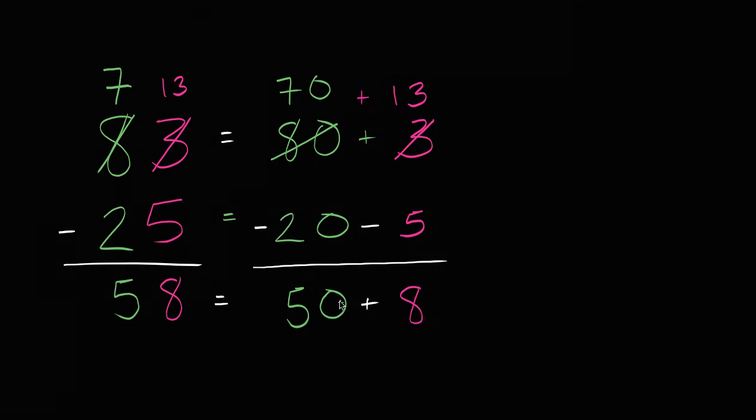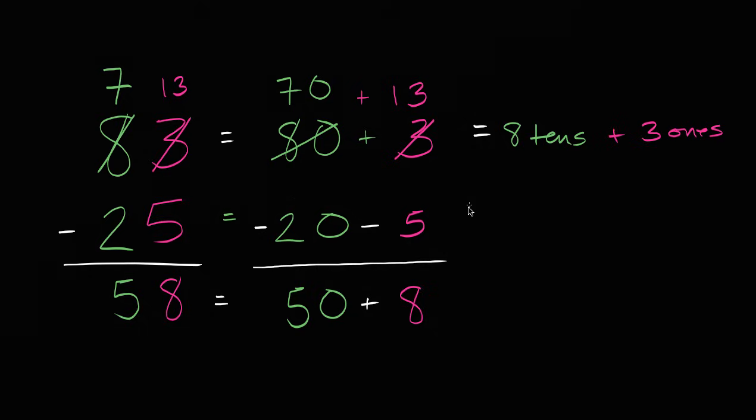Now I said I would do it a third way. And these are all the same way. I'm just writing it down in different ways. So I could also write 83. I could write this down as 8 tens plus 3 ones. All right, this is the tens place. This is the ones place. 8 tens, 3 ones. And I'm going to subtract 2 tens and 5 ones.